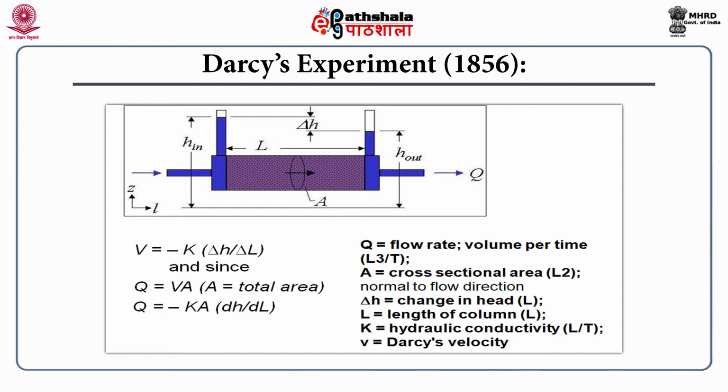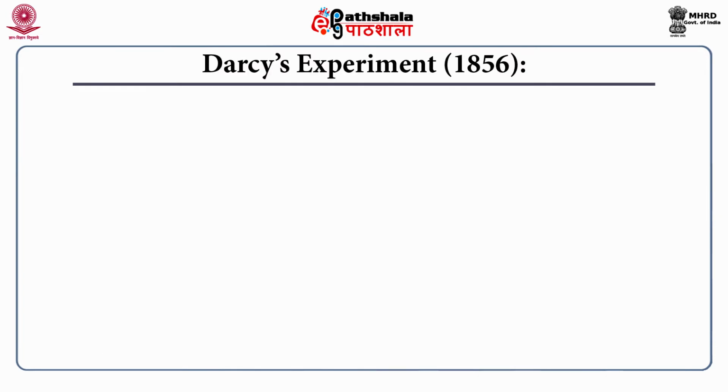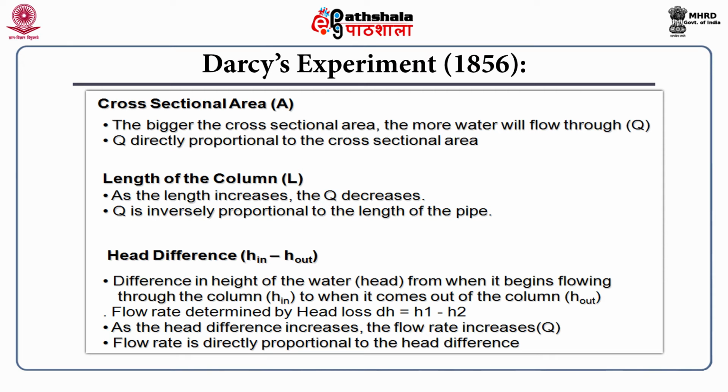Now, capital Q is a flow rate, that is, volume per unit time. Capital A is the cross section area of this porous material. Delta H is the head difference, that is H out minus H in, capital L is the length of the porous media, capital K is the hydraulic conductivity, and V is the Darcy's velocity. Henry Darcy's law says that the larger the cross section area, the more water flows through this porous tube. So, Q is directly proportional to the cross section area of the porous media.